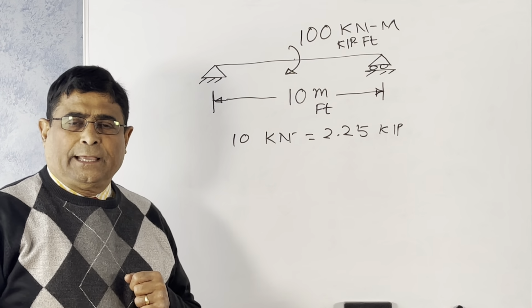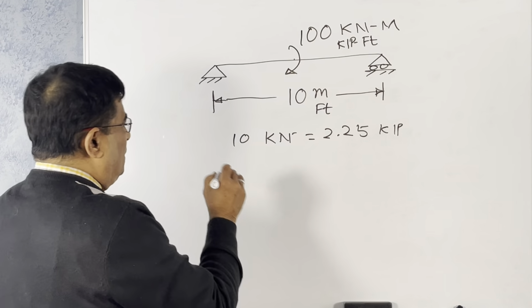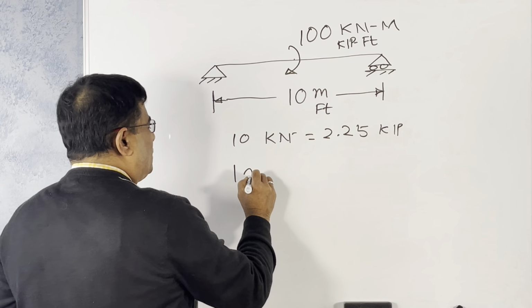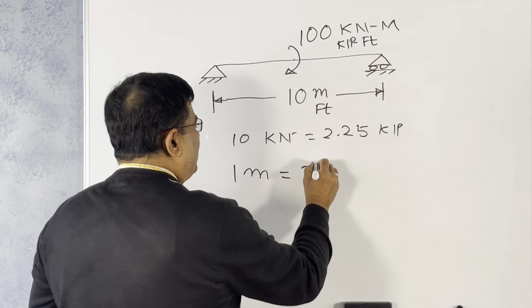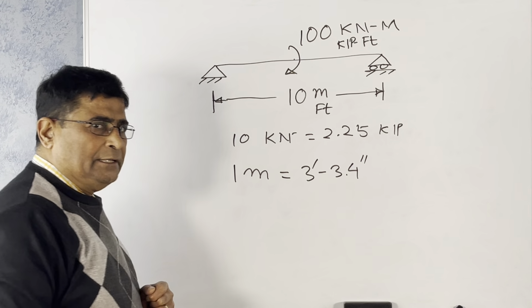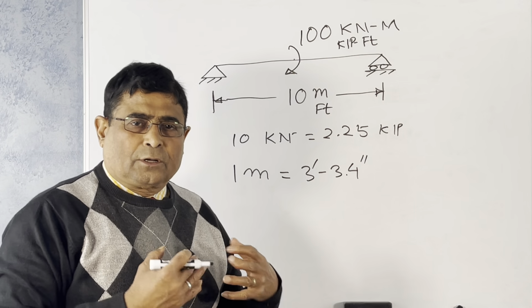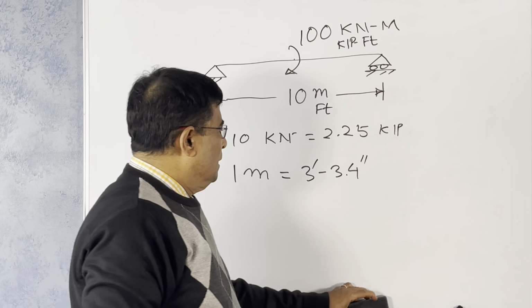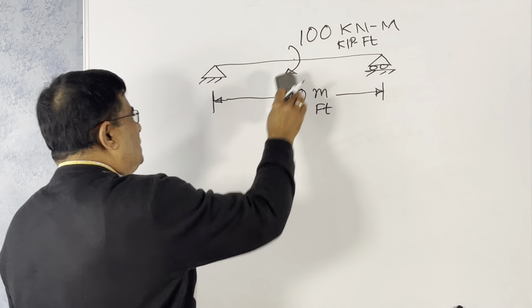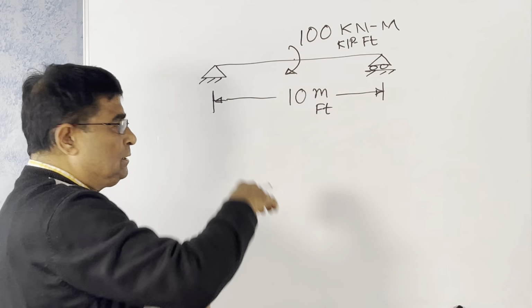Meter is used in the SI system and feet is used in the American system. But they are also not the same. 1 meter equals 3 feet 3.4 inches. This is the relation. But I am keeping the numerical value the same for convenience of calculation. Now, how may this type of thing happen? A concentrated moment, no shear, no force.